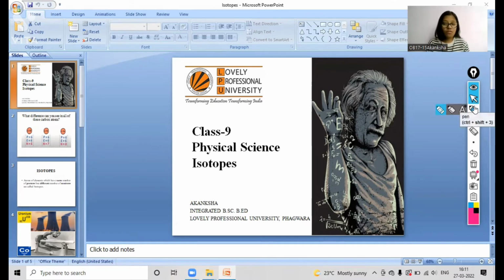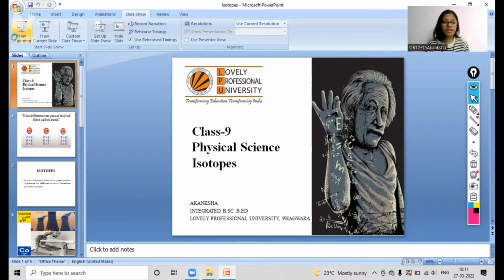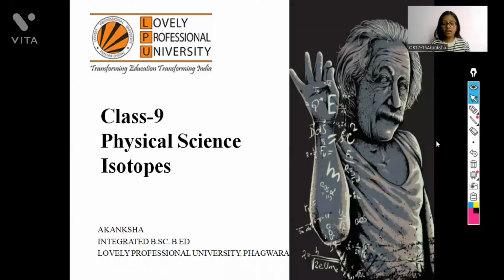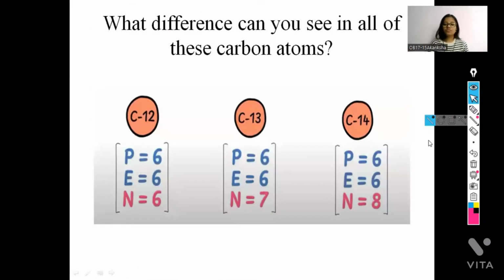First let me put this slide in slideshow or presentation mode, and then we will begin. As you can see, the topic is isotopes. What differences can you see in all these carbon atoms? They are different carbon atoms like C12, C13 and C14. What can you observe as the differences?